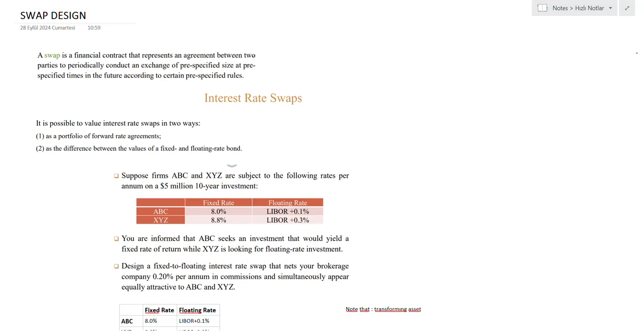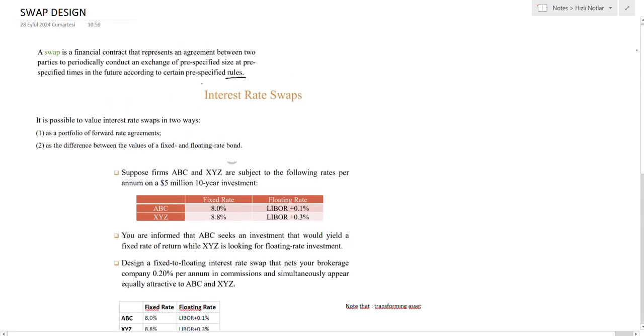So today we will talk about the swap design. Then let's start. Okay, so a swap actually is a financial contract that represents an agreement between two parties to periodically conduct an exchange of a pre-specified size at pre-specified times in the future according to certain pre-specified rules.